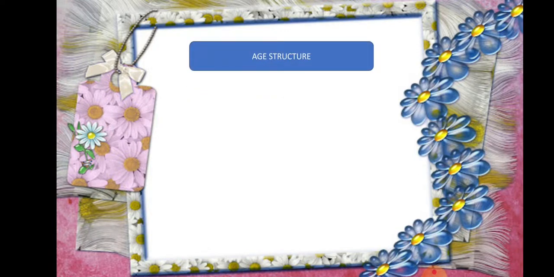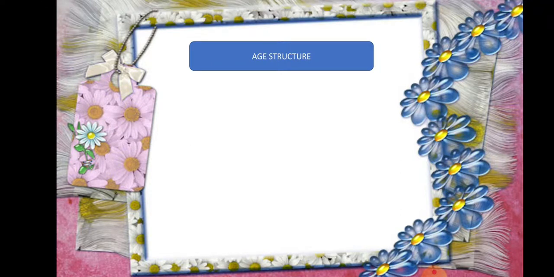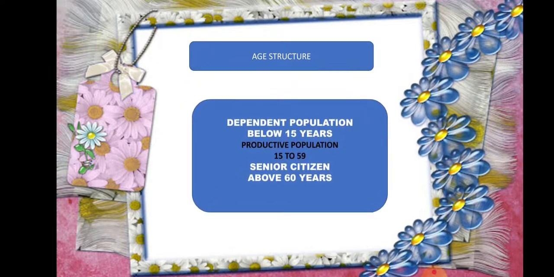Now the next part which we have is age structure. Let's see what age structure is. In a region, when the population is subdivided as per the age group, this is called the age structure of the population. Age structure is useful for the projection of population and for understanding the dynamics of the age structure arrangement.